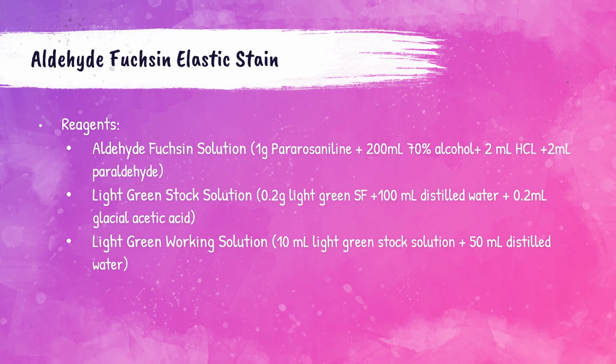The reagents required for the aldehyde fuchsin elastic stain are as follows. Aldehyde fuchsin solution, which is prepared by combining 1 gram of pararosaniline, 200 milliliters of 70% alcohol, 2 milliliters of hydrochloric acid, and 2 milliliters of paraldehyde. Light green stock solution, which is prepared by combining 0.2 grams of light green SF, 100 milliliters of distilled water, and 0.2 milliliters of glacial acetic acid. And then lastly, light green working solution, which is prepared by combining 10 milliliters of light green stock solution with 50 milliliters of distilled water.